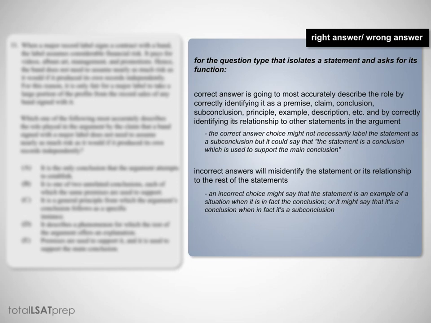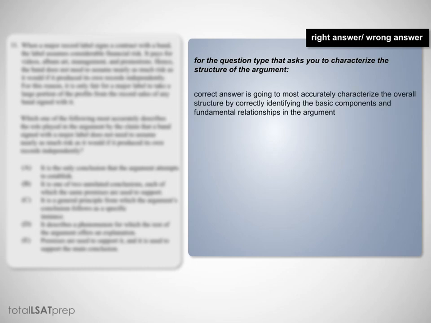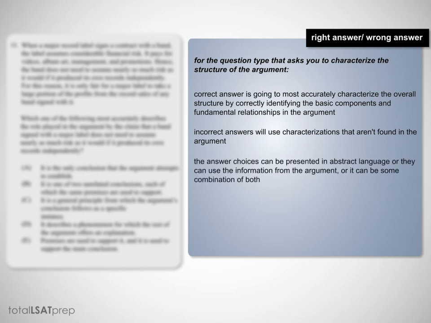In terms of the right answers, wrong answers, for the question type that asks you to characterize the structure of the argument, the correct answer is going to most accurately characterize the overall structure by correctly identifying the basic components and fundamental relationships in the argument. The incorrect answers will use characterizations that aren't found in the argument. And the answer choices can be presented in abstract language, once again, or they can use the information from the argument, or they can be a combination of the two.